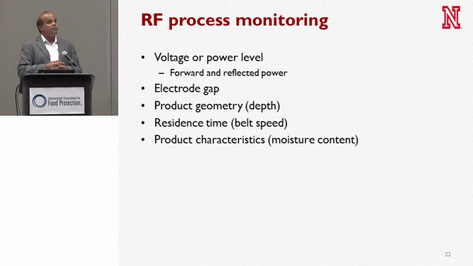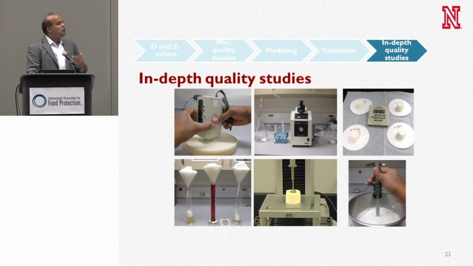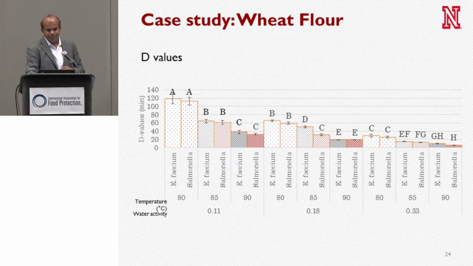And the residence time, which is controlled by the belt speed. And finally, the product characteristics. If the moisture content changes, how do the dielectric properties change, and how would that affect the heating rate and the cold spot location? So these are the different factors you want to pay attention to. Once you finalize the process, you do in-depth quality studies to make sure that the RF process provides similar or superior quality compared to the traditional methods.